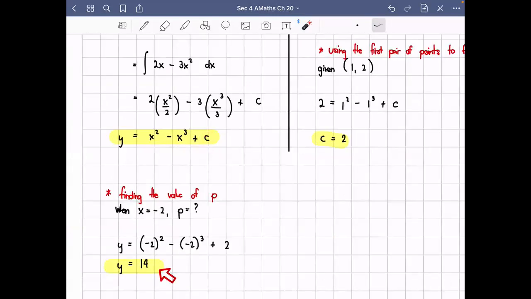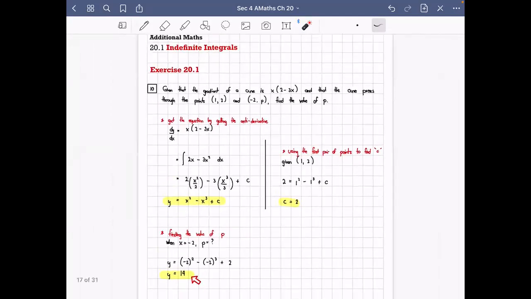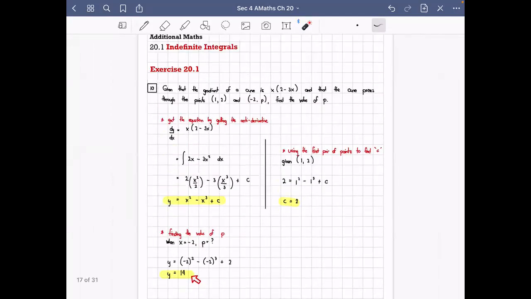So how do we get the value of p? We know that x is negative 2 and p is the value of y. So plugging in the value of x, which is negative 2, in this equation, y is equal to 14. So p is equal to 14. That's for number 10.